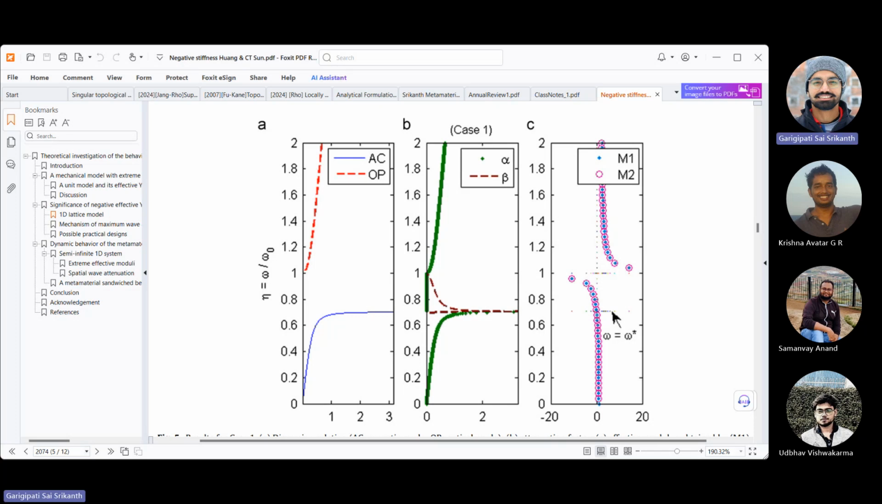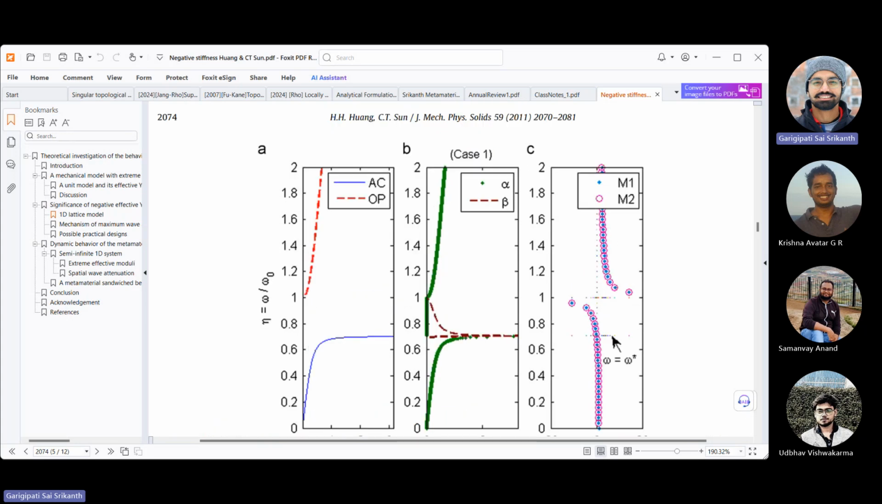Alpha is the real part of the wave number, and beta is the imaginary part of the wave number. So see that only in the band gap the imaginary parts of wave number exist. Everywhere else the imaginary part is zero. This is what attenuation means. Then further here, as the band varies, alpha value varies. Right? And this last one is effective modulus calculated.